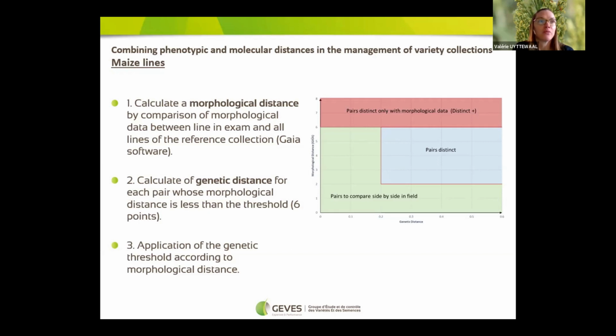And at the end, we apply the genetic distance according to the morphological distance. So we can observe in the figure, the red part is all pairs distinct, with only morphological information. So the weight is equal to or larger than 6. After that, we have the part with morphological distance less than 6, and we have two parts. The blue part is also distinct pairs because we have morphological information. The weight is between 2 and 6, and the genetic distance is greater than 0.2. And all pairs in the green part are pairs to compare side by side in the field in the second year.